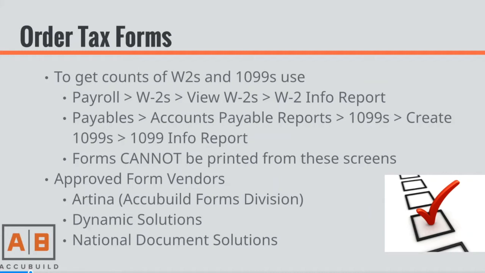AccuBuild has partnered with the following vendors who provide approved forms. Please refer to the year-end forms printing notes document for the address information for each vendor, along with the correct form SKU numbers to use when ordering from these vendors. Artina, AccuBuild Forms Division, Dynamic Solutions, and National Document Solutions.